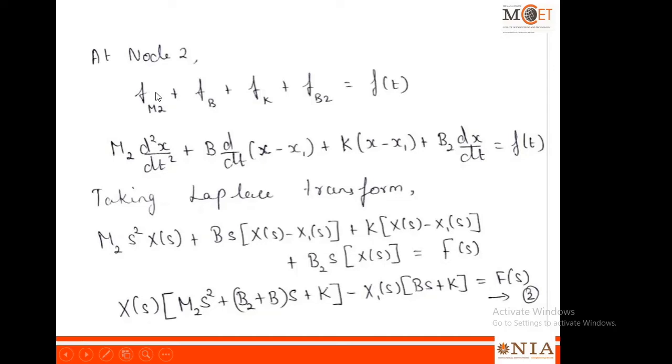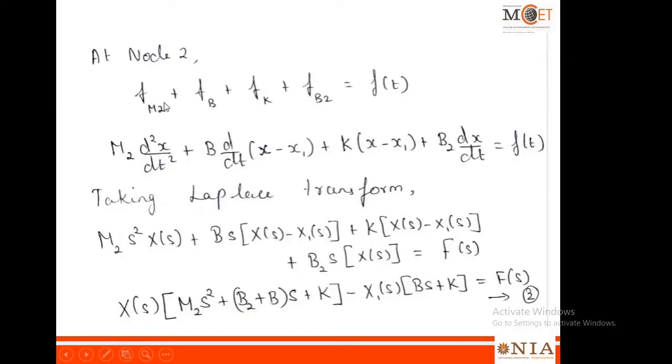So now we will write the expression for node 2. We were saying that 4 elements were acting on node 2, and there was an input force f of t. M2, B, K and B2 were the 4 elements. Among these 4 elements, B and K were between node 1 and node 2.